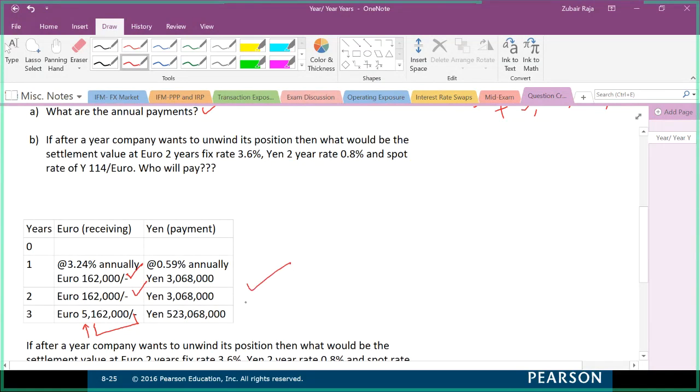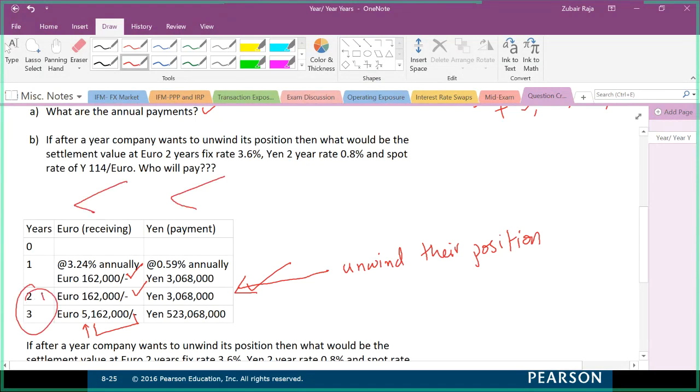Now that's clear. Let's suppose again that at the end of the first year, they want to unwind their position. So what will happen over here? At that time, you need to look for the 2-year rate for the euro and yen. Why? Because only 2 years are left. 1 and 2, because you have already moved over here.